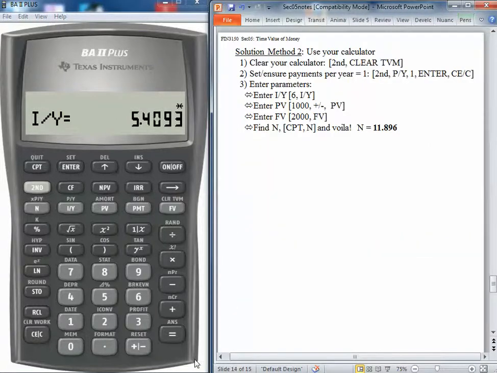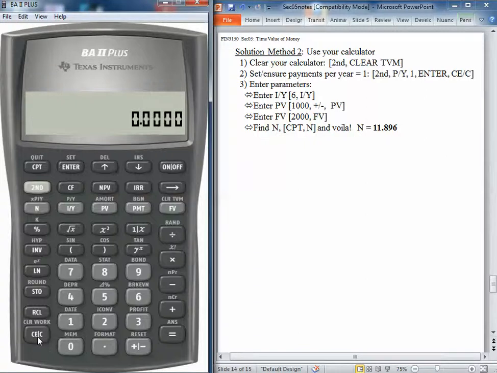Let's solve this using our calculator. So I'll clear my work, clear time value of money. Make sure that my payments per year function is still set at 1. Now we are going to solve for the number of periods. We know that we have a 6% interest. We have a $1,000 investment, and it could be any investment, just as long as you double it. We're going to receive $2,000 and compute the number of time periods.